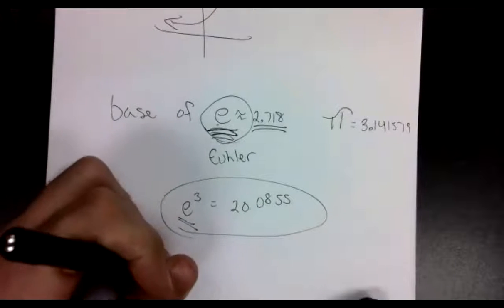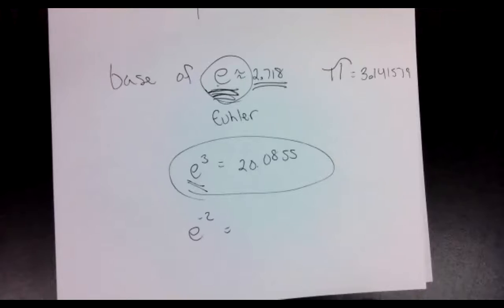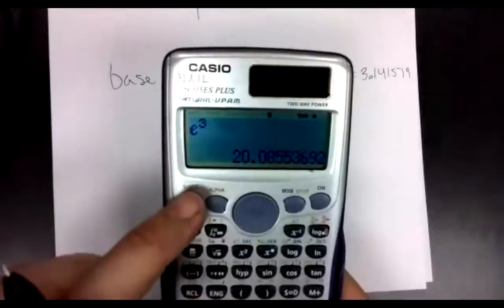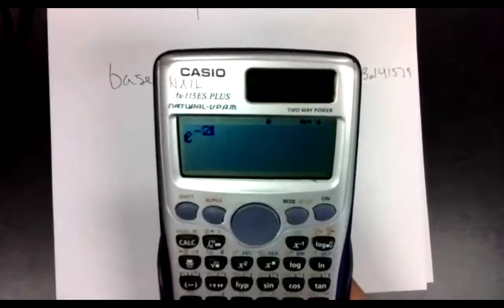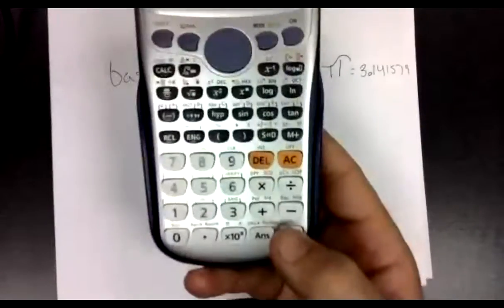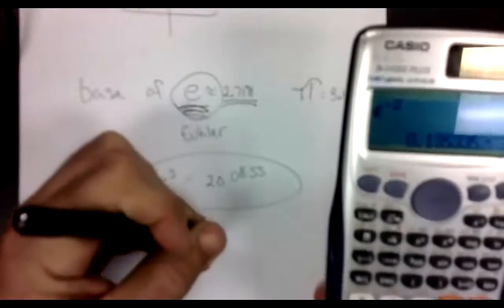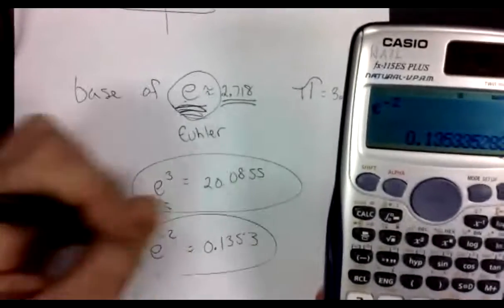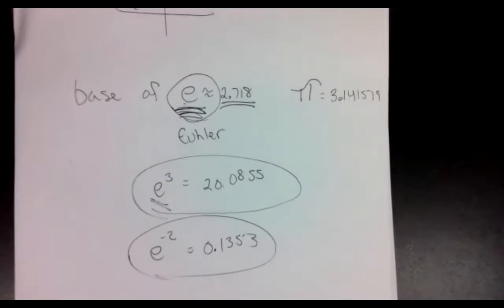So same thing if it says evaluate E to the -2 power. Again, on your calculator, second ln or shift ln. Type in the power, so like e to the -2. Get your equals. About 0.1353. Nothing to it.